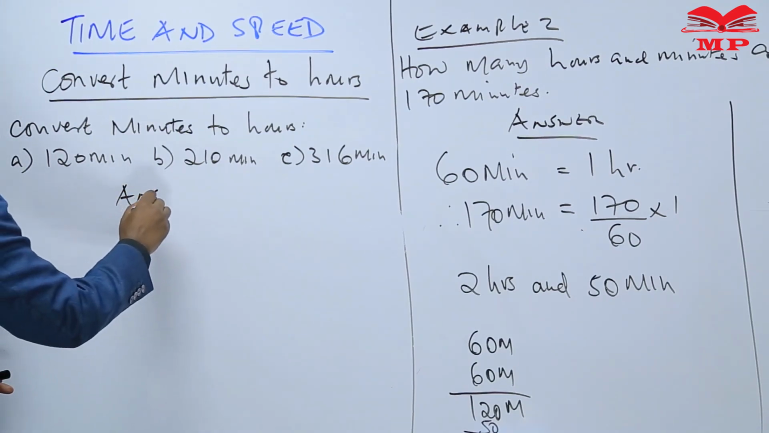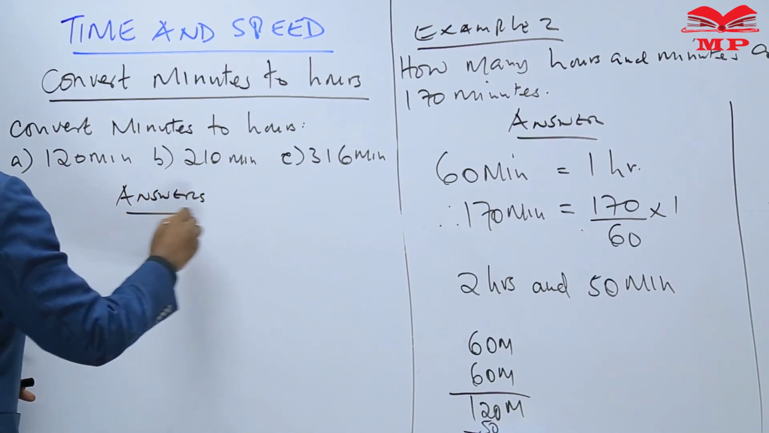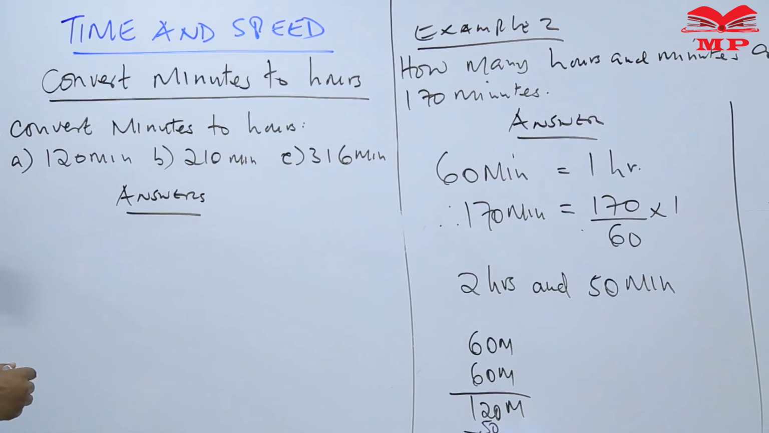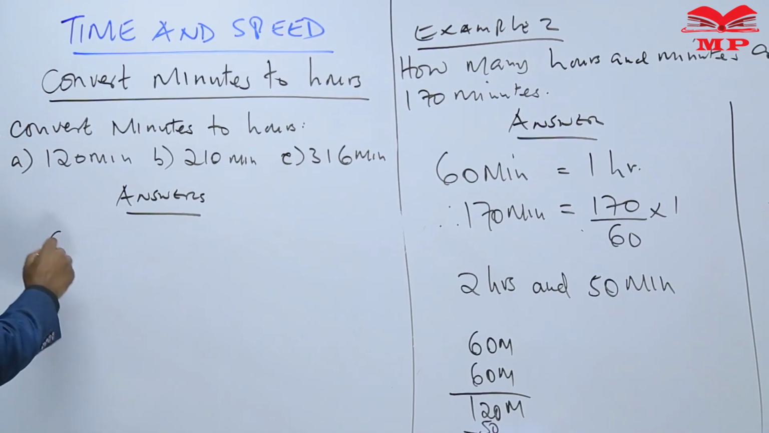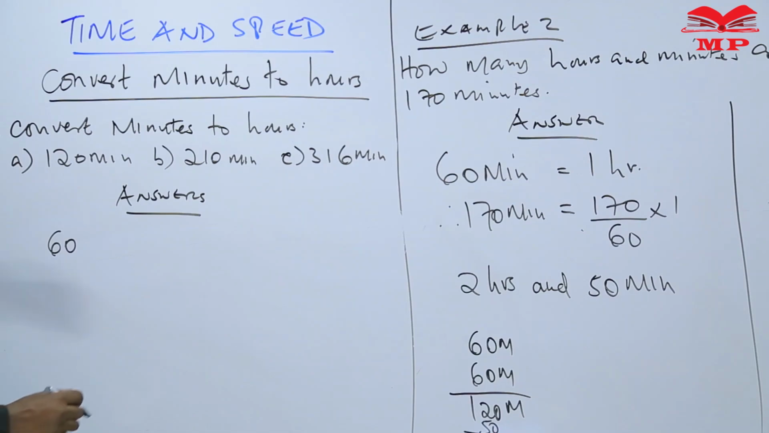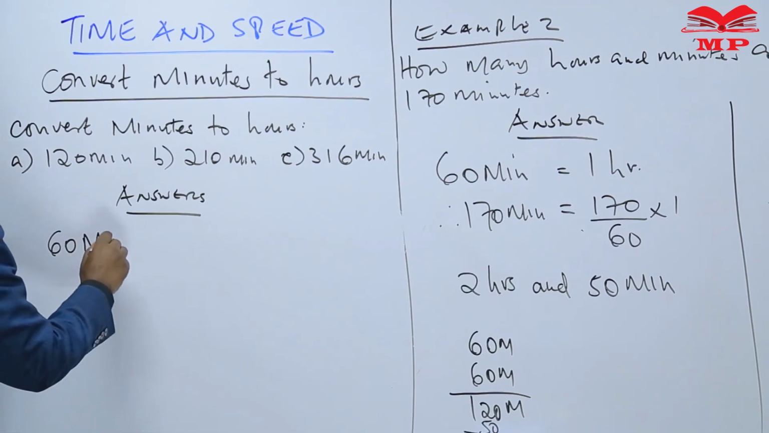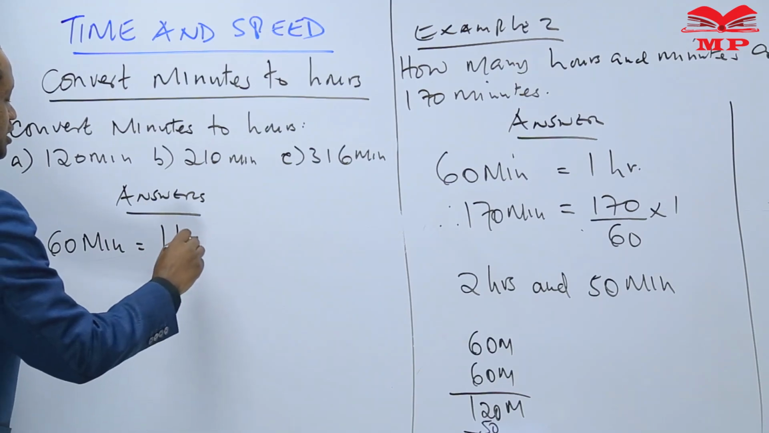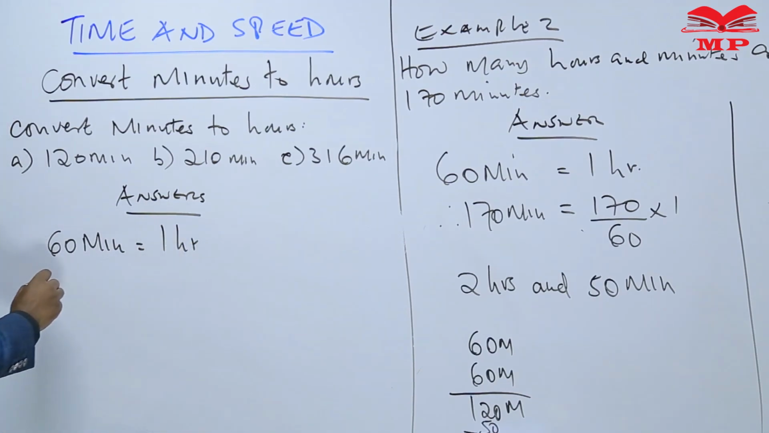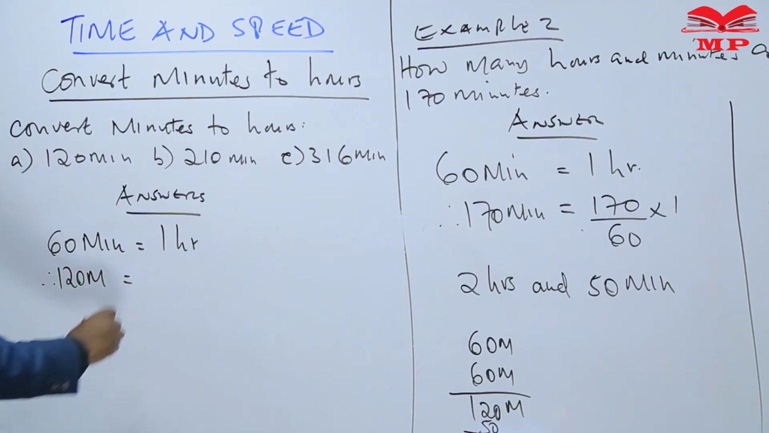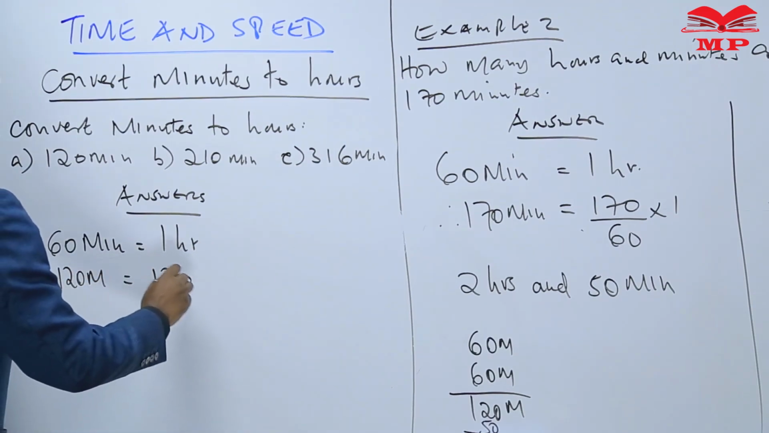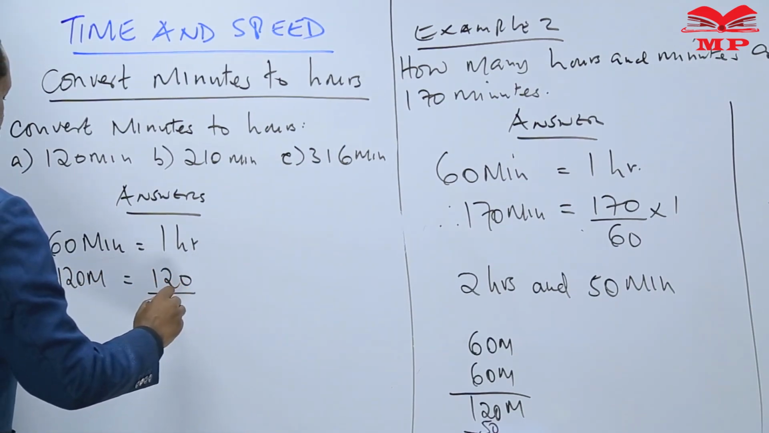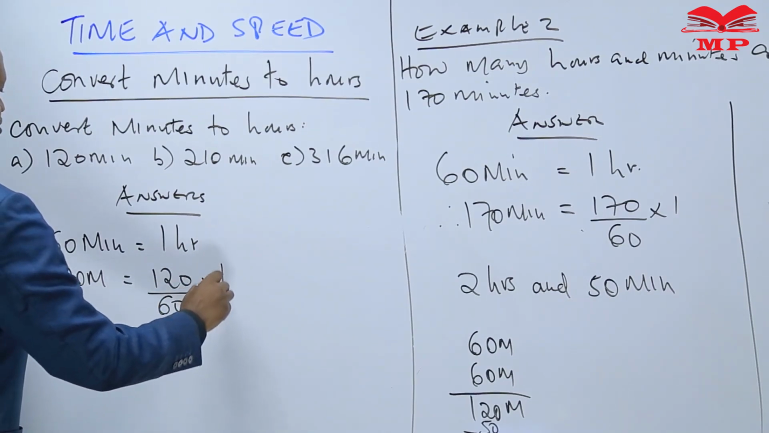Answers, these are the answers. We start by writing the formula. 60 minutes is equivalent to 1 hour. Therefore 120 minutes will be equal to 120 over 60 times 1 hour.